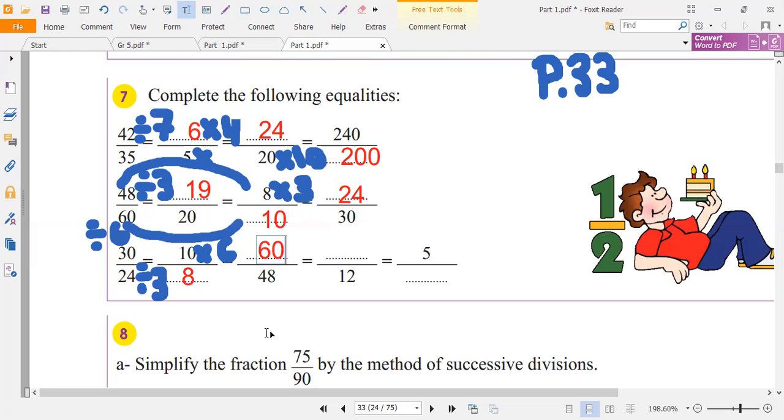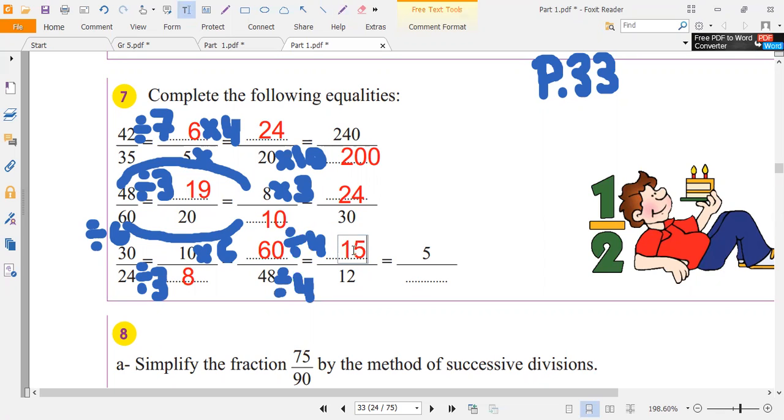Now 48 becomes 12. How does 48 become 12? What do we do? We divide 48 by, we think 12 times what equals 48? 4. So we divide 48 by 4. So here we have to divide 60 by 4. When we divide 60 by 4, we get 15. Do you remember that 15 times 4 is equal to 60?